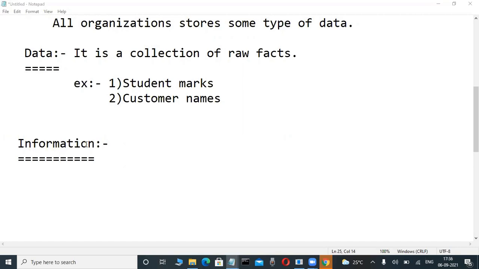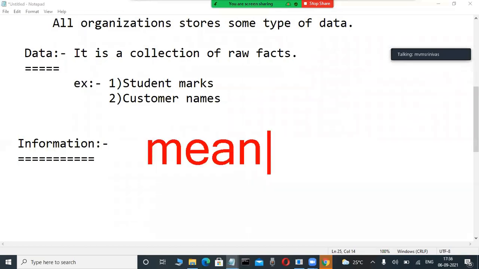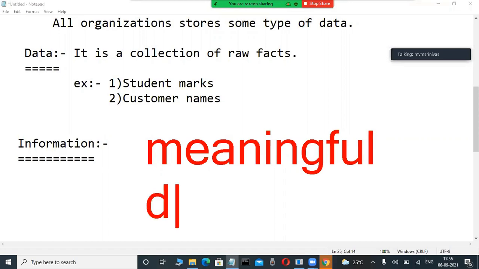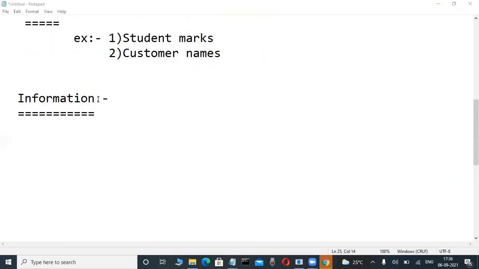Always, information. Does anybody have an idea? Information is nothing but, very, very important, your meaningful data. Anywhere, in data science projects, Hadoop projects, big data projects, database projects, or flat file projects, anywhere worldwide, this is the same definition. Meaning is there. Meaningful data is called information. Processed data is called information. That processed data, later. First, for your understanding, meaningful data is called information. What is the meaning of this? Every end user can understand the format. That is called information.